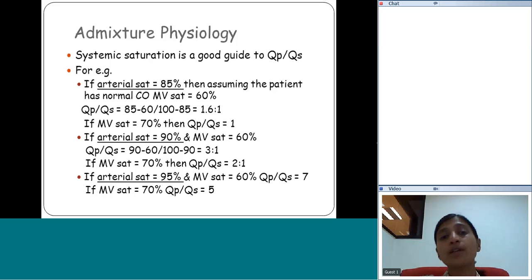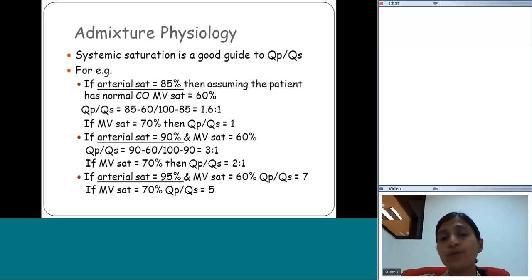So here, if you calculate QP/QS, you know that QP/QS is aortic sat minus SVC sat divided by pulmonary venous sat minus PA sat. Because it is common mixing type physiology, aortic sat and pulmonary artery sat will be the same. Agreed? So the QP/QS calculation can be simply worked out if you assume the mixed venous saturation to be 60 and the pulmonary venous saturation to be 100, then you get an idea as to what the QP/QS is. Of course, if the mixed venous sat is slightly higher at 70, then the QP/QS value varies slightly. But then you get a broad idea.